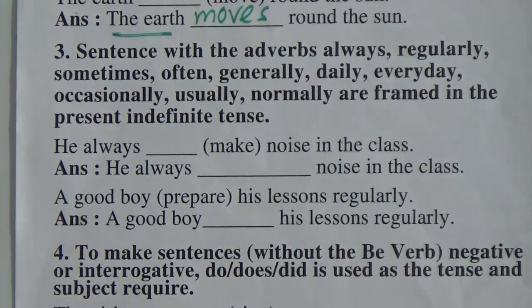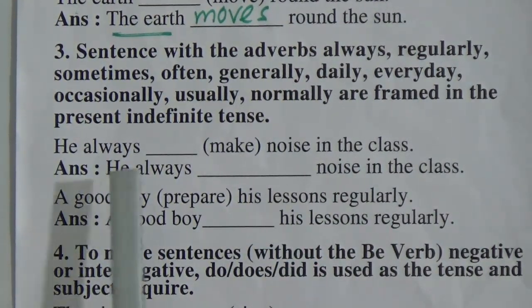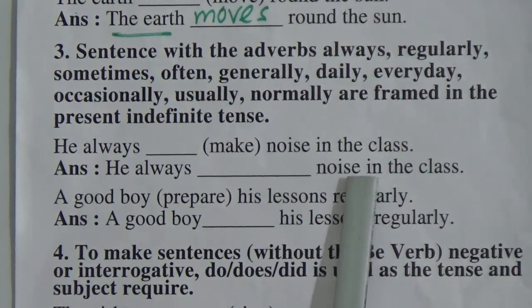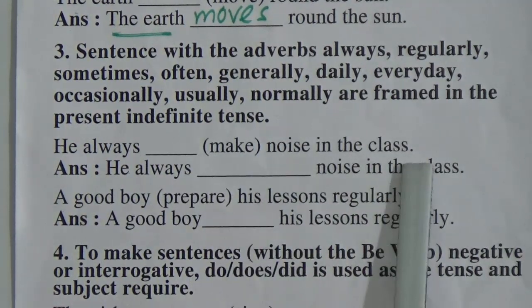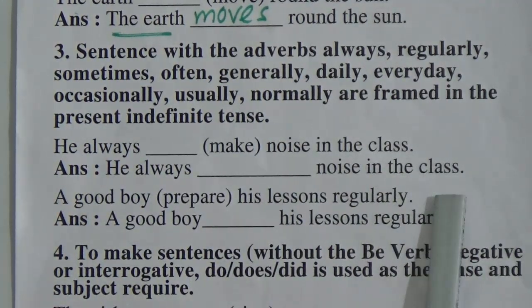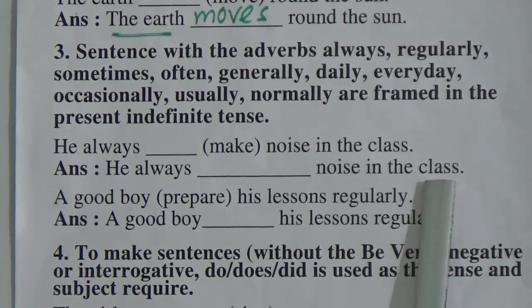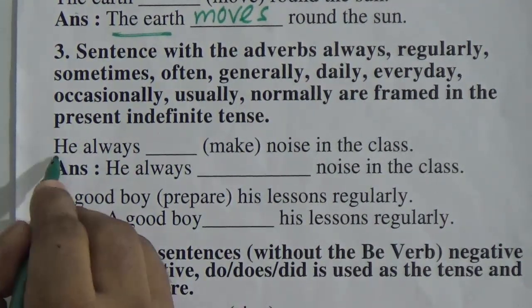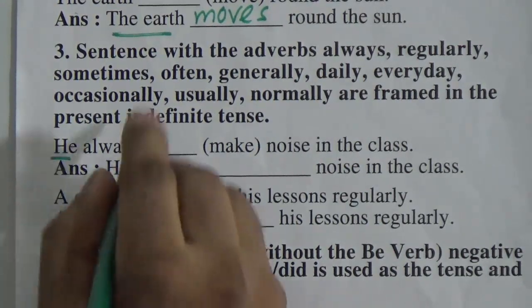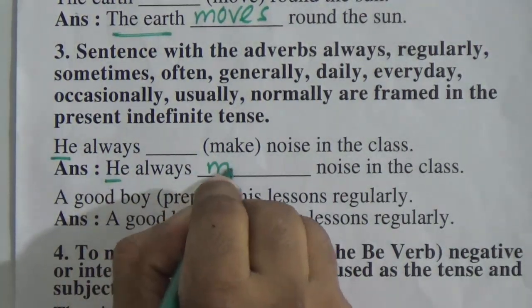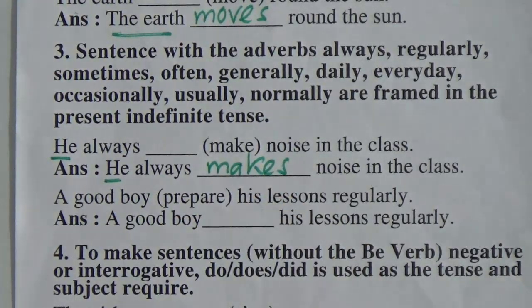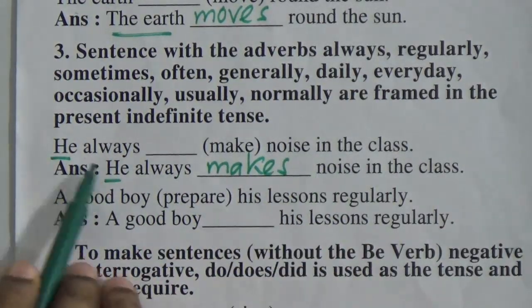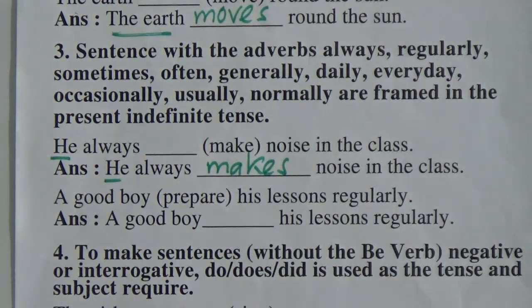If a sentence doesn't have any time period, this sentence is not past indefinite tense because no time period is mentioned, like last day, last night. This sentence is not future indefinite tense, as no time like tomorrow, next day, next month is here. So we will take this sentence as present indefinite tense. And we will also look at the subject. What is the subject? He. How many subjects? One. That's why we will add s or es after the verb. If the sentence is not past indefinite, not future, we will take this sentence as present indefinite tense.